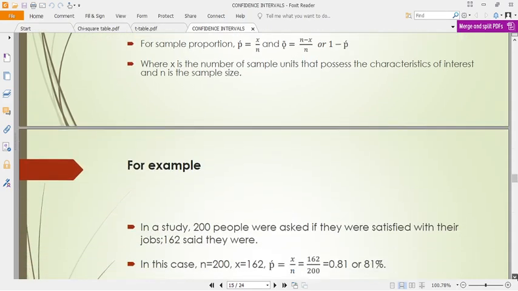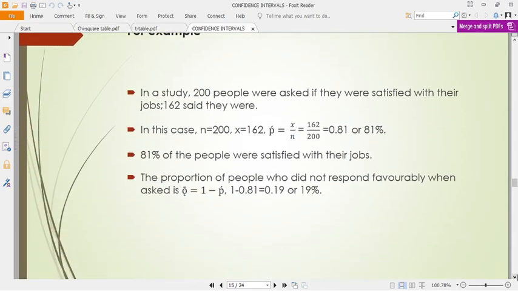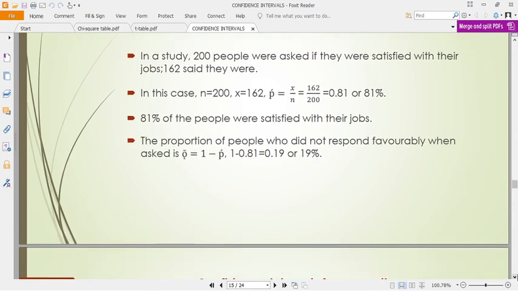or the complement. So an example: in a study, 200 people were asked if they were satisfied with their jobs. 162 said they were satisfied. So in this case, our n is 200. X are those people that have the characteristic of interest. These are the people that were satisfied. So our x is 162, and therefore our p hat, or proportion probability, will be x over n, so will be 162 over 200, which is 0.81 or 81%. So therefore 81% of the people were satisfied with their jobs.